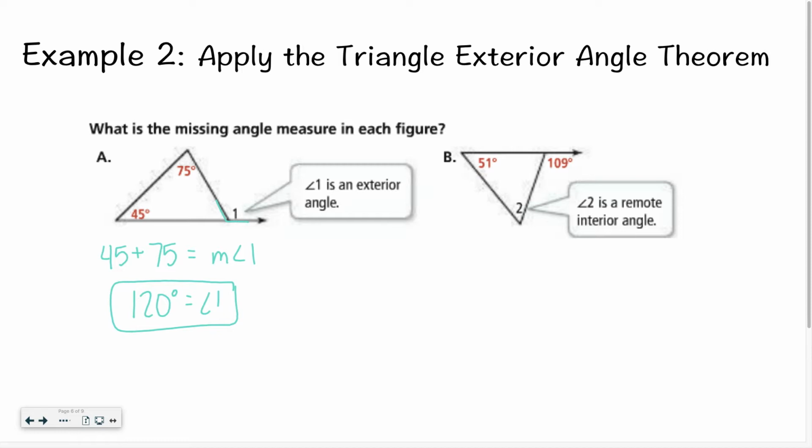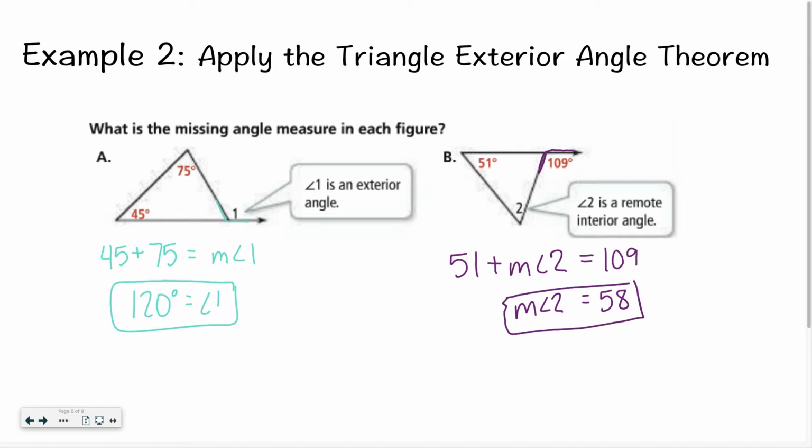Now, in letter B, I'm given the exterior angle, and I want to solve for one of my remote angles. So I say 51 plus the measure of angle 2, because that is my other remote interior angle, is equal to 109. And if I subtract 51 from both sides, I'm left with 58 as my answer.